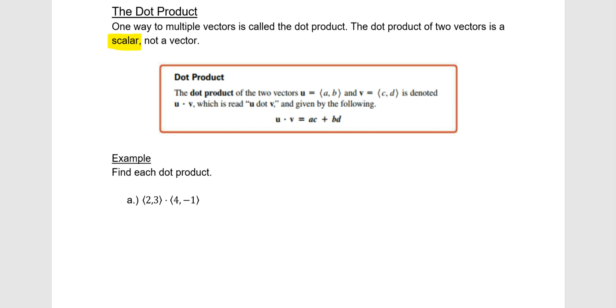The dot product between two vectors, u and v, is denoted with a dot. So it's multiplication, but we have to make sure we're using the dot form of multiplication for this. You can read it as u dot v. It's going to be given by this formula, and it's pretty simple. All you have to do is multiply the components by the other one's same component, and then add the results. So it's AC plus B times D. First component times first component plus second component times second component.